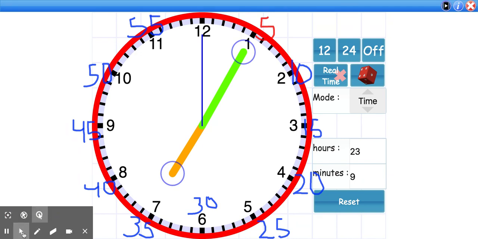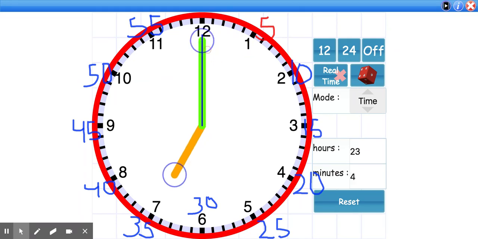There we go. Okay, so as we go around the clock, these numbers are going to correspond to how we count by fives. Now you see why it was so important for us to count by fives. So let's count around the clock. 5, 10, 15, 20, 25, 30, 35, 40, 45, 50, 55, and then we are back up at the 12.